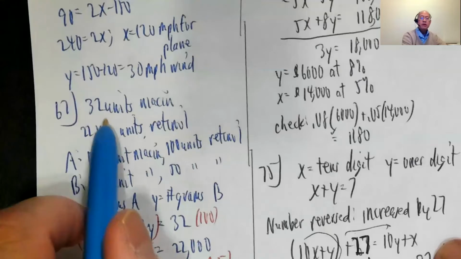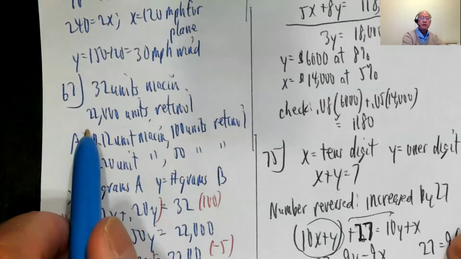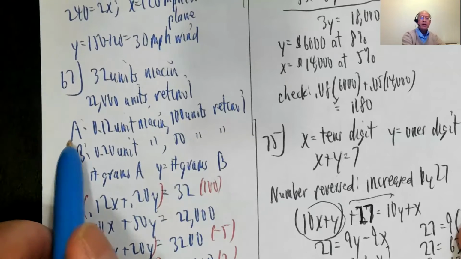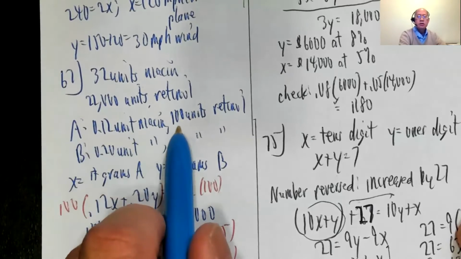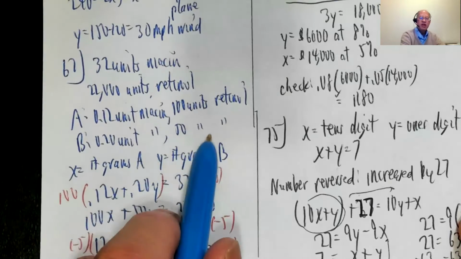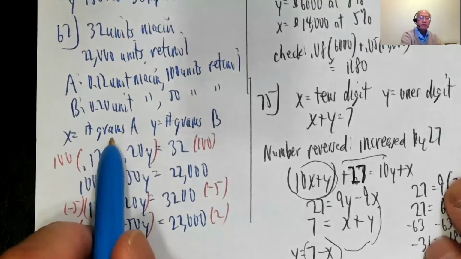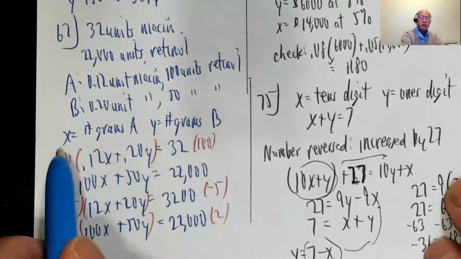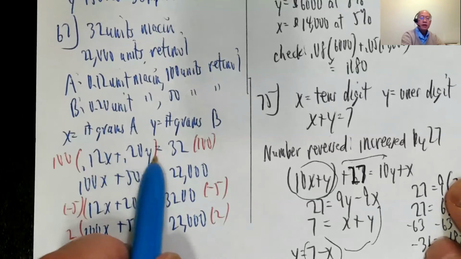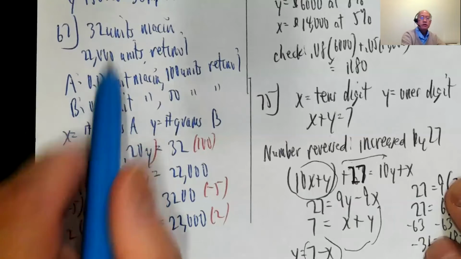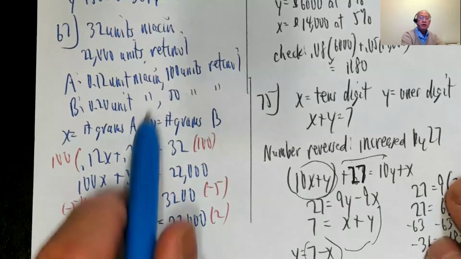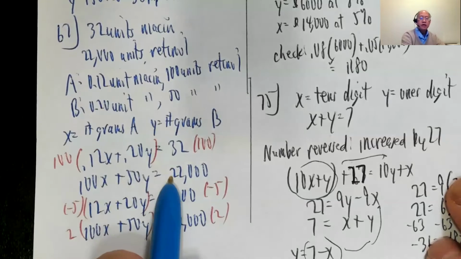67, we have 32 units of niacin, 22,000 units of retinol. Okay, so A has 0.12 units of niacin, 100 units of retinol. B is 0.20 units of niacin, 50 units of retinol. So let x equal the number of grams of A, y the number of grams of B. So if I have A, I've got 0.12x plus 0.20y, and that has to be the grand total of 32 units of niacin. And then the retinol total, 100x for A plus 50y for B is equal to 22,000.